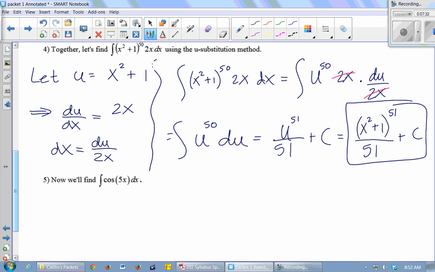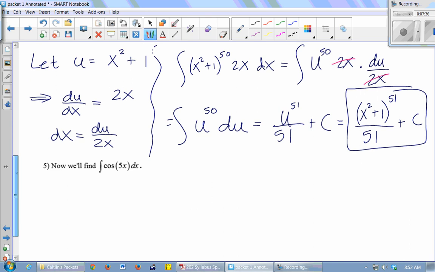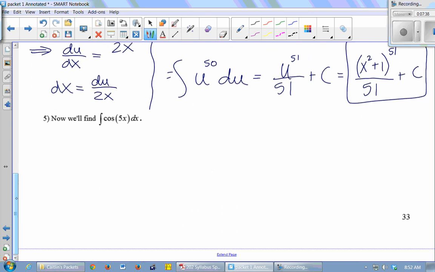It doesn't seem that hard, right? It's okay. Once you do a few, it gets easier and easier. Okay, so we'll do one more. Integral of cosine 5x. Is there a function in there whose derivative also shows up in the integrand?